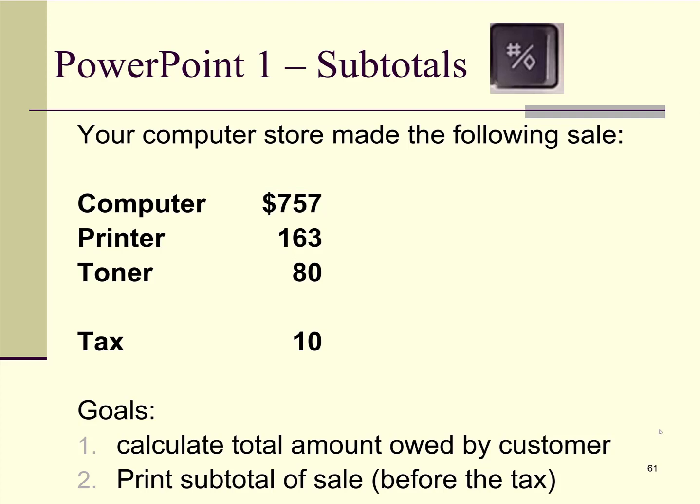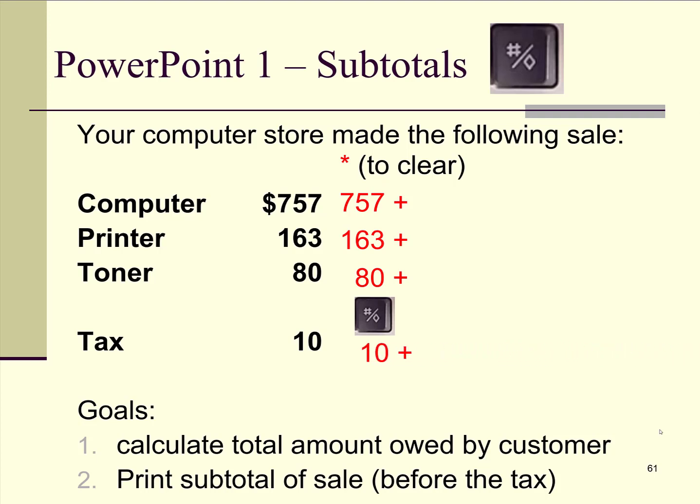So here's how we're going to do it. Since this is an addition problem, we're going to clear it with asterisk. 757 plus 163 plus 80 plus. Now at this point we want to know what the subtotal is, and we want to print that subtotal on the tape. So to do that, you press your subtotal key, which is the pound / diamond key. And then we continue on as normal. We enter 10 plus, and now we're done. To print the total on your tape, you hit asterisk.